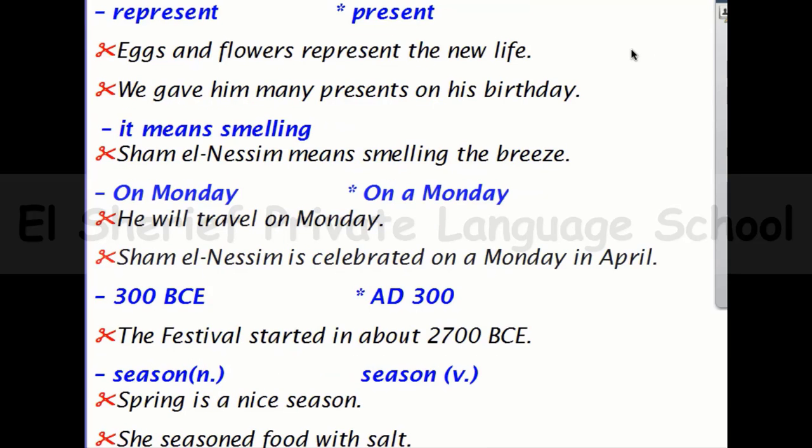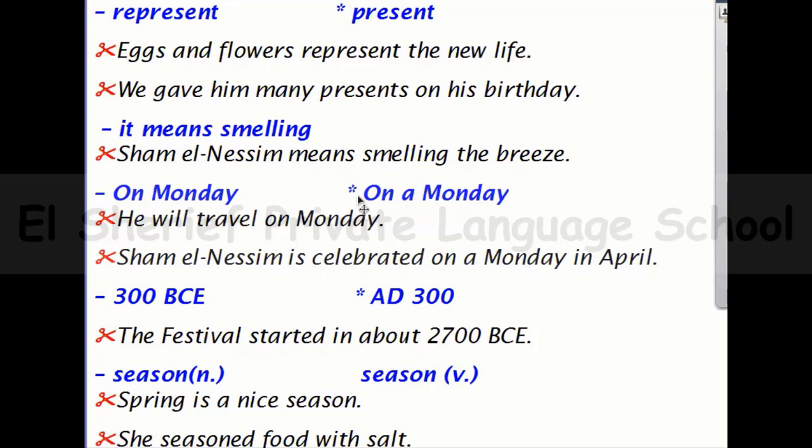Represent and present. The first one, eggs and flowers, represent the new life. Number 2, present. It's a noun. We give him many presents on his birthday. It means smelling. For example, شم نسيم means smelling the breeze.